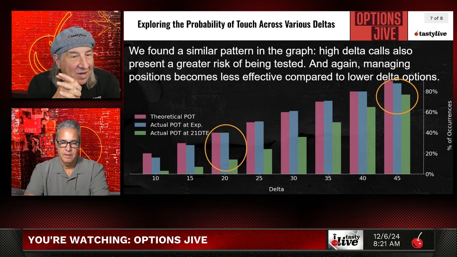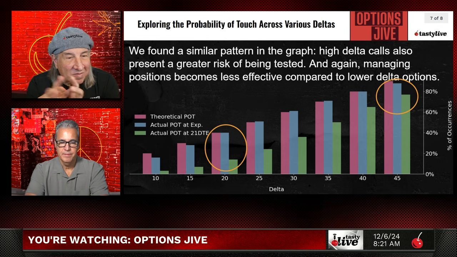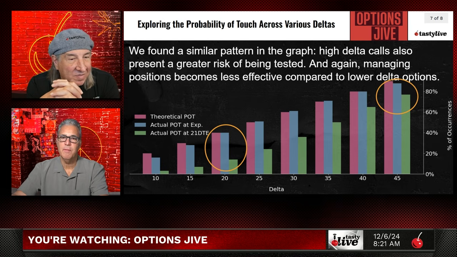So we found a similar pattern in the graph. And again, positions become less effective when you have the higher deltas, but the lower delta positions, you can see how effective they are. Just look at the green compared to the theoretical and the actual. It's very impressive. Very much so.